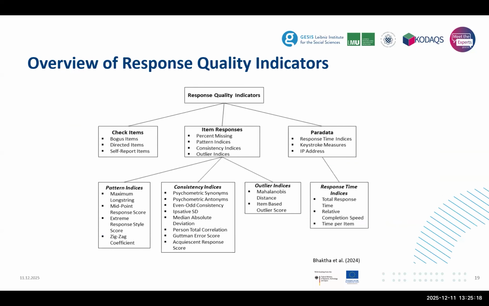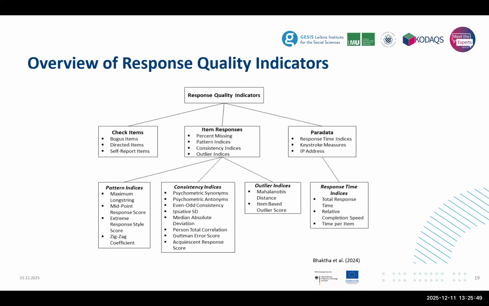Okay, lastly, I also want to give you a broader overview of response quality indicators. So now we talked about response strategies through the lens of survey satisficing and through stable personality traits as response styles. But there's also a paper by Bhakta et al., which takes many response quality indicators under consideration and also groups them together under different categories.